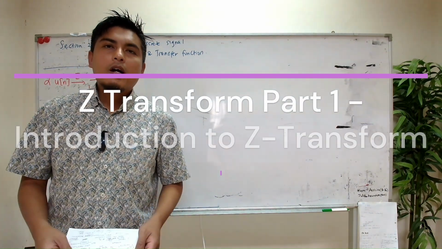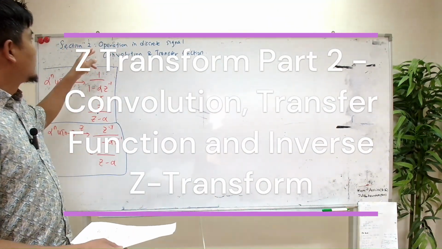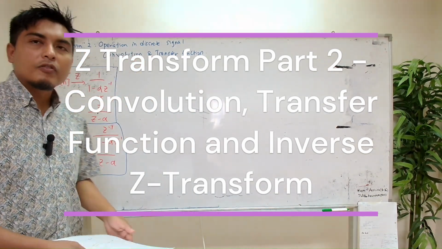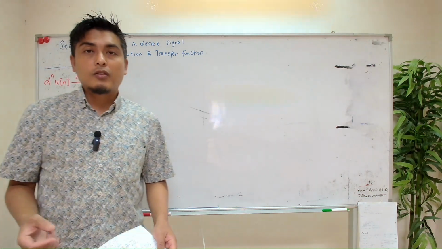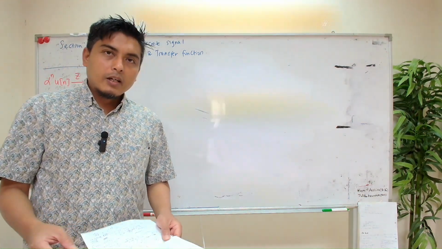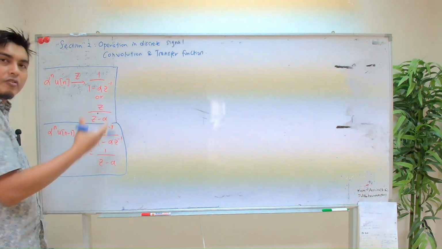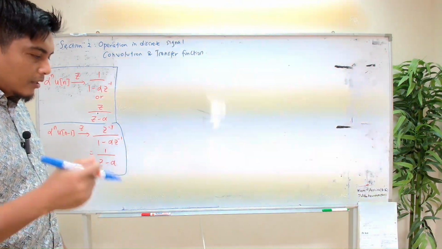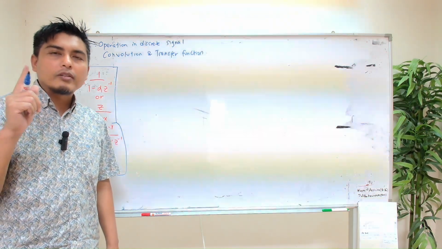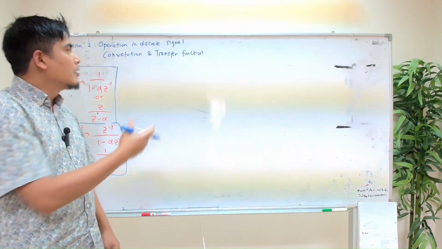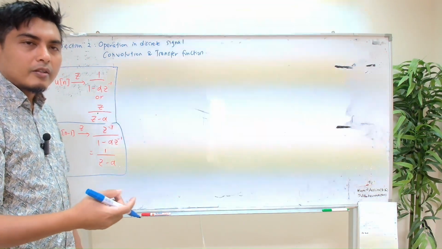Okay, welcome. We are at the second section for this topic, the operation in discrete signal, convolution, where we focus on convolution and the transfer function only. Alright, so I would like to discuss convolution. I still remember during your test you had one convolution question for the discrete signal, and then you needed to solve it.